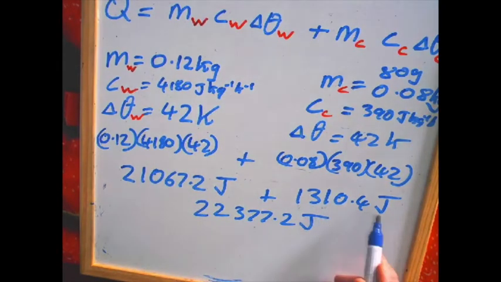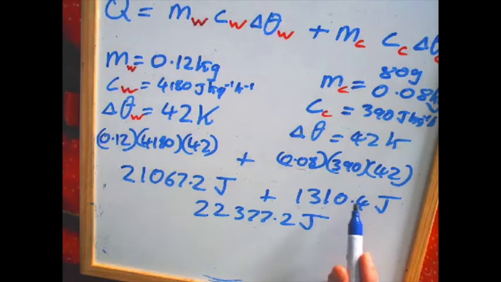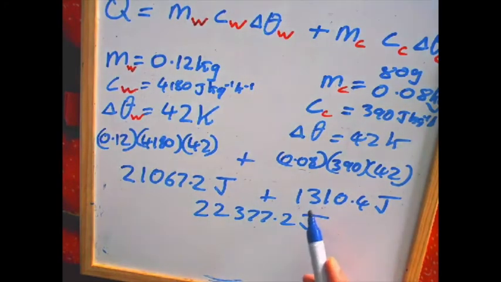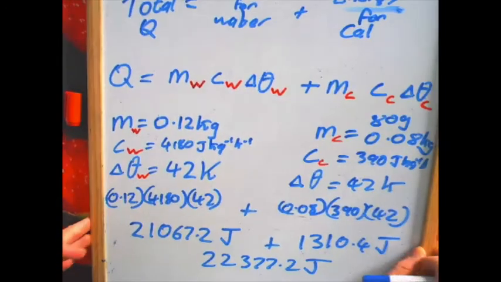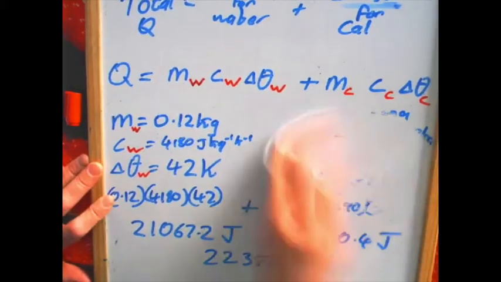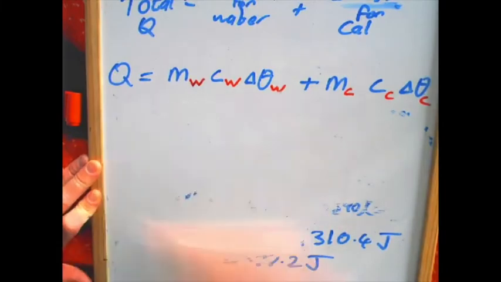So just to kind of recap what we are doing here, this was the energy needed to bring the water up to 60 degrees, and this was the energy needed to bring the copper up to 60 degrees. You notice the massive difference in the number. 21,000 joules to bring that water up, only 1,300 odd to bring the copper up, because the copper raises its temperature much more readily than the water did.